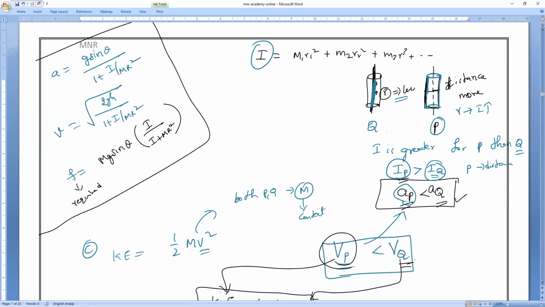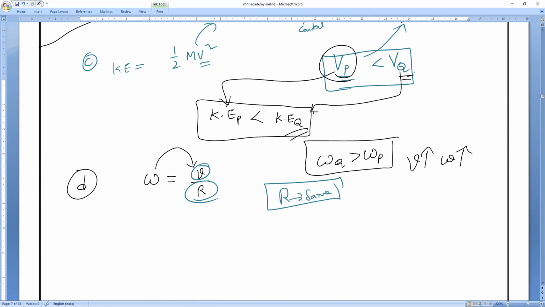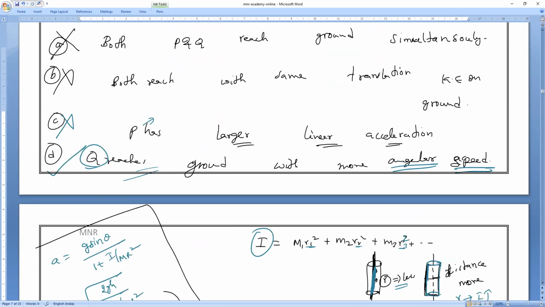So both cannot reach simultaneously. Inertia is different. So what will happen? The R value is different. R value is not the same, which means inertia is not the same. So they both cannot reach simultaneously. So option A is wrong. Acceleration is different, so option C is wrong. Both do not have the same translational kinetic energy because velocity is not the same. And angular velocity of Q is greater. That's all it is. Clear, everybody? All of you, please respond. So this is what about the ABCD options. Option D is correct.